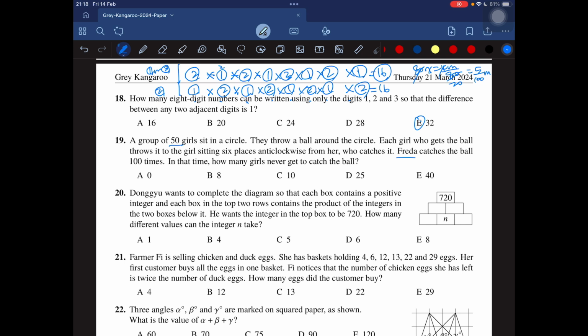So this is 50, but because this is a circle, we can say the number 1 can be 51 again. So this is Freda catches the ball 100 times. So she sits there, and for her turn, she had 100 times of the multiple of 6.